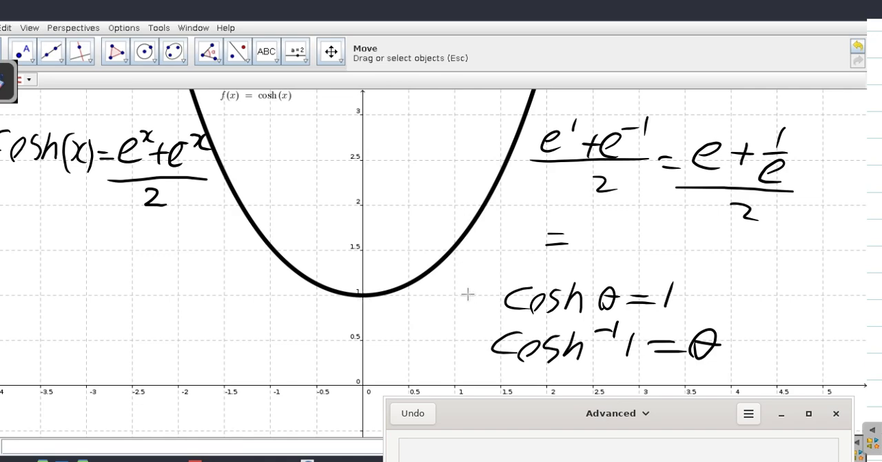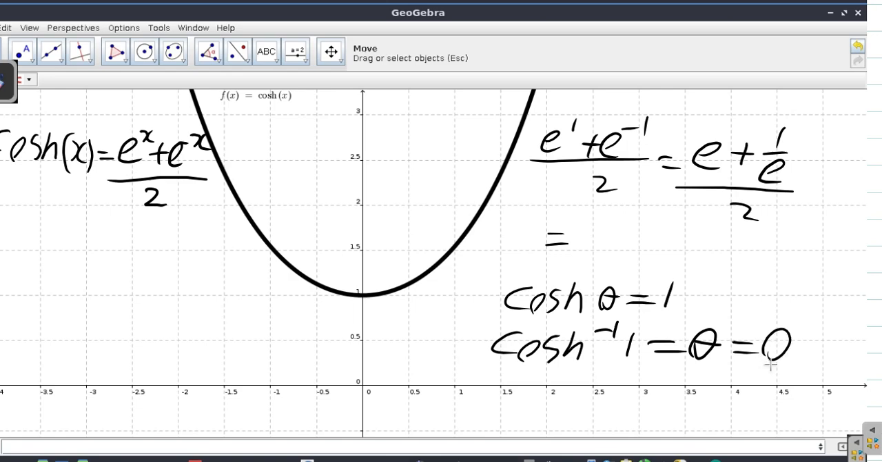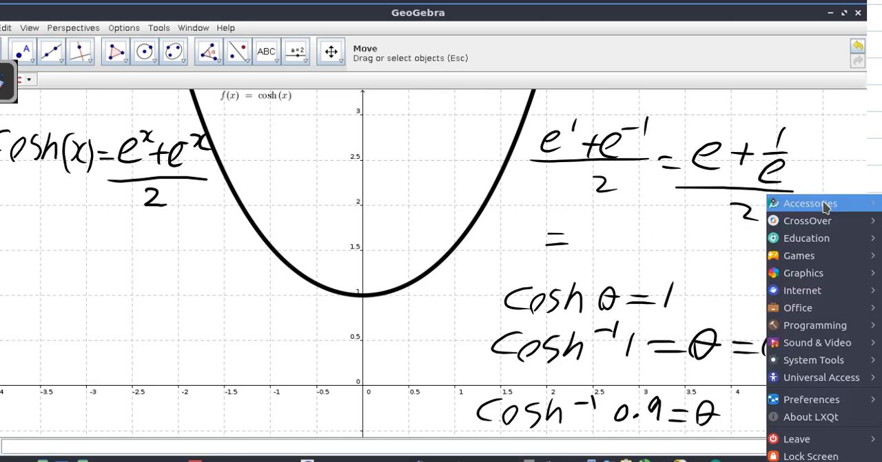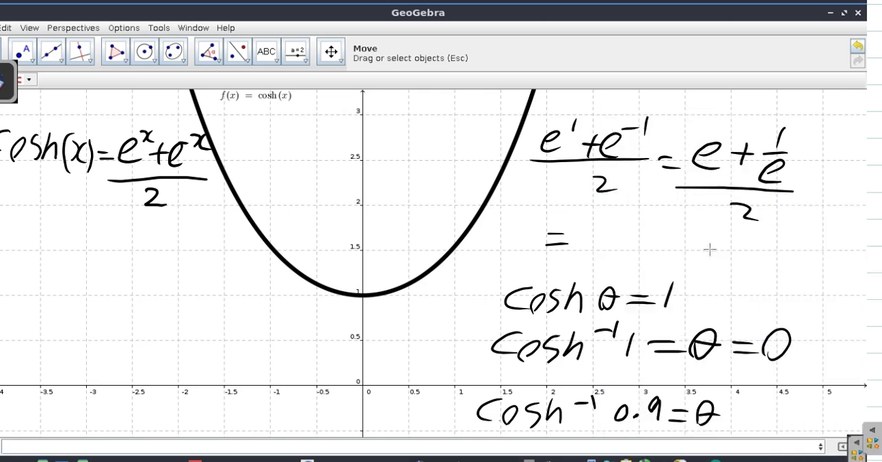Now, theta is equal to 0. It would be interesting now to find the cos inverse of 0.9 to be theta. What could theta possibly be? Let's see something here.